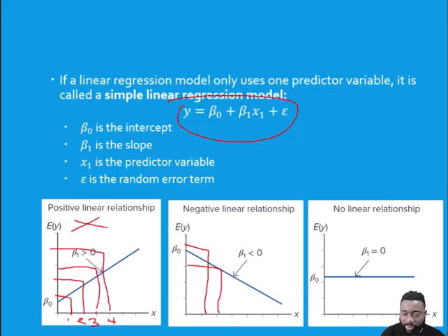And then we also have the no linear relationship. We have no clear connection. For example, the number of pets you own doesn't affect your math score, and that line is a flat line, as you can see from here.